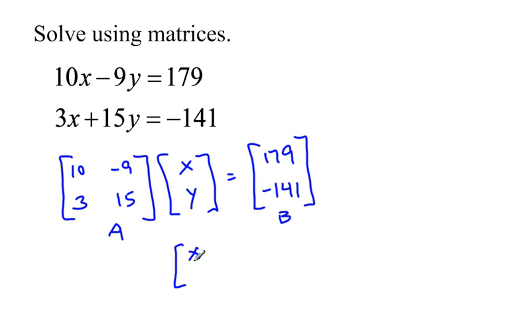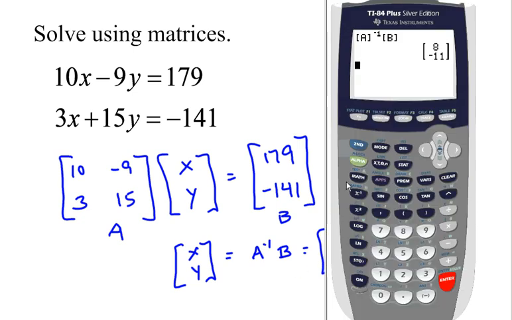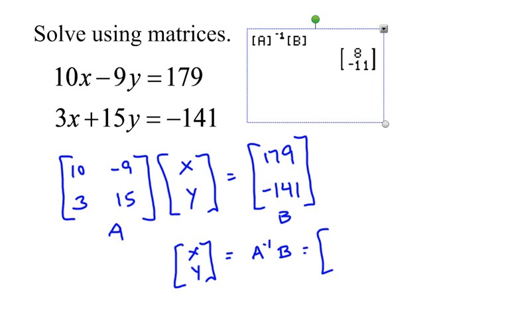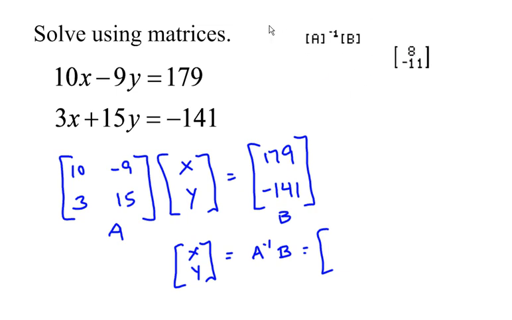xy equals A inverse B, always in that order, by the way, and it equals, let's see, grab that answer, 8, -11. I'll just grab that over here. So this is what it looks like, and my answer is 8, -11. And we're ready to go on to our next one.